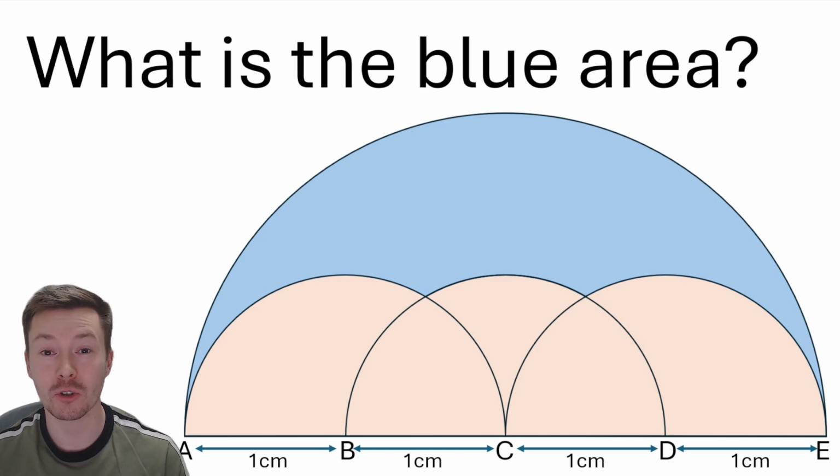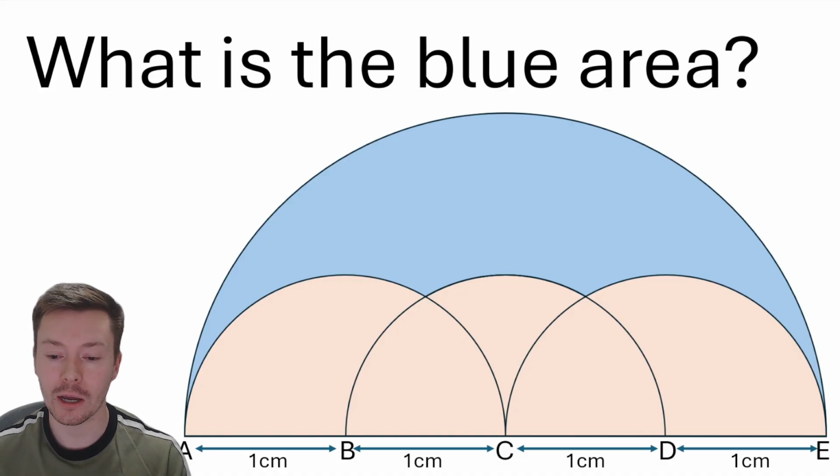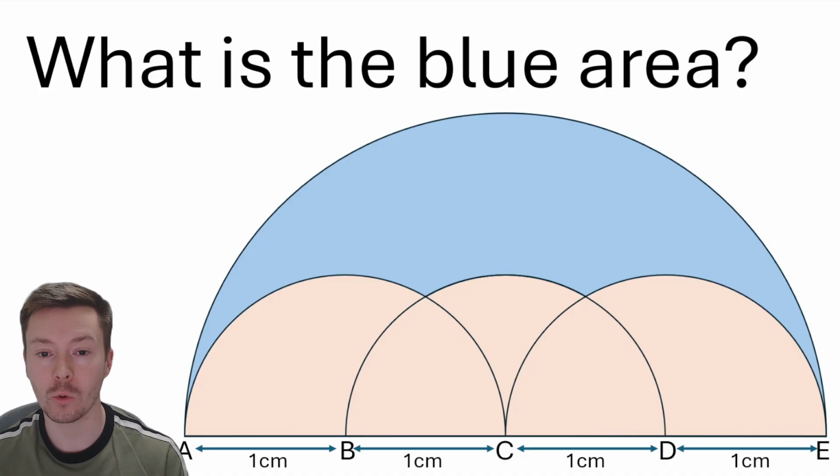This week's problem is about trying to find the blue area. Now, that blue area is made up of a large semicircle of radius 2, and we have three yellow semicircles on top of that, overlapping each other with radius of 1, and they're congruent. They are identical semicircles. Now, the left and the right-hand side of the middle yellow semicircle touches exactly the centers of the left and right yellow semicircles.